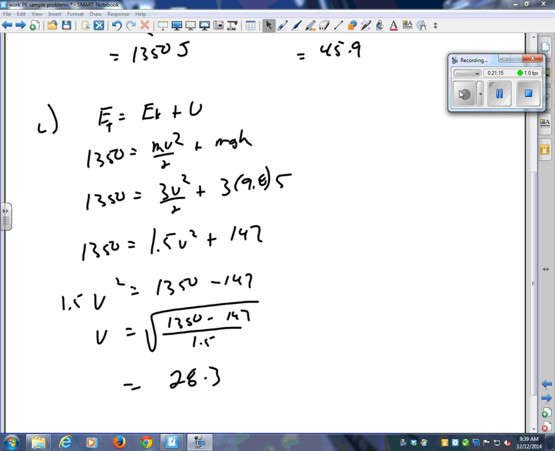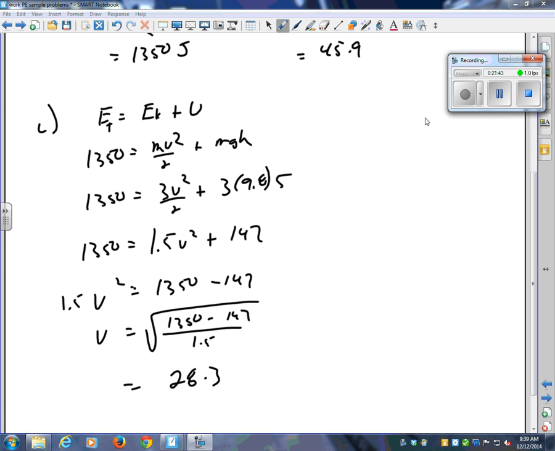All right, well, let's have a look and see. Everyone's good with A and B then, finding the total energy and the height? So we've got ET equals EK plus U. The total energy altogether is 1350. EK is made up of mv squared over 2, and potential energy is made up of mgh. So 1350, mass is 3, v squared over 2 plus 3 times 9.8 times 5, giving us a potential energy.